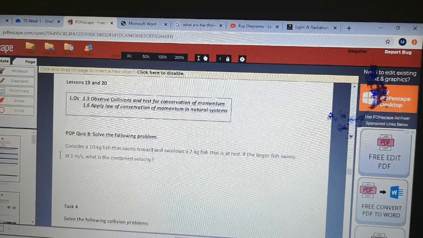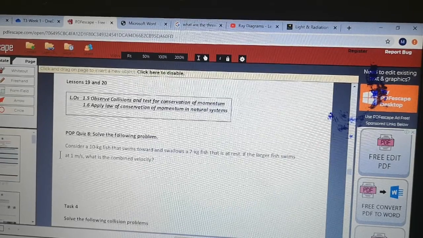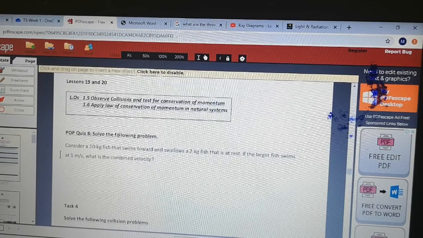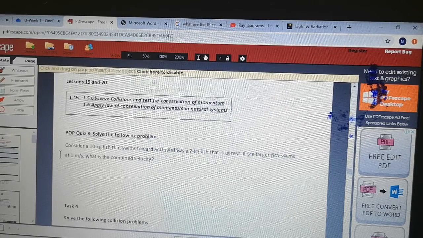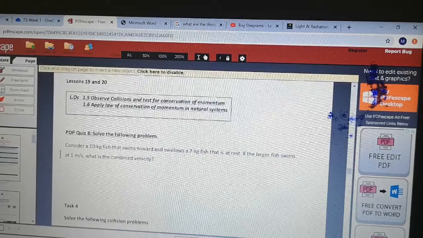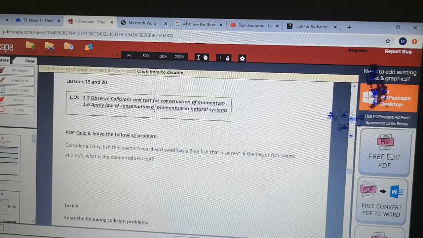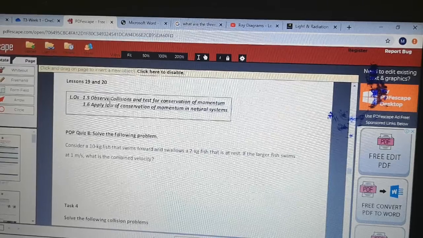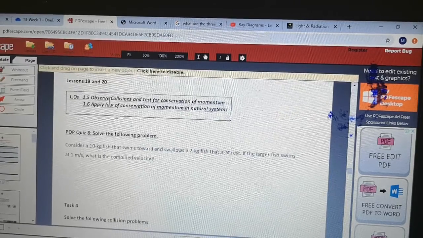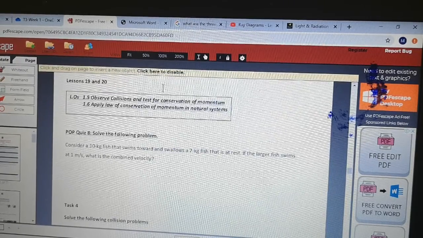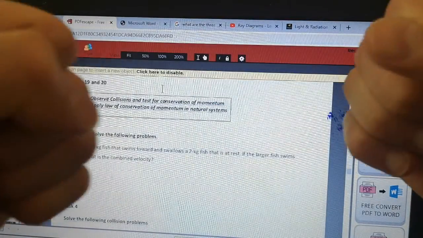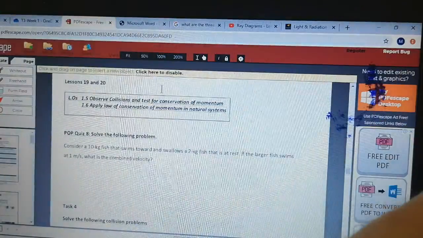So week 5. It looks like we've just got more problems with the same equation here, because this is the pop quiz, so checking what we learned last lesson. We're going to apply the law of conservation of momentum. Remember that law, it's like a formula. It's the two formulas we've just been talking about for elastic and for inelastic. All right?